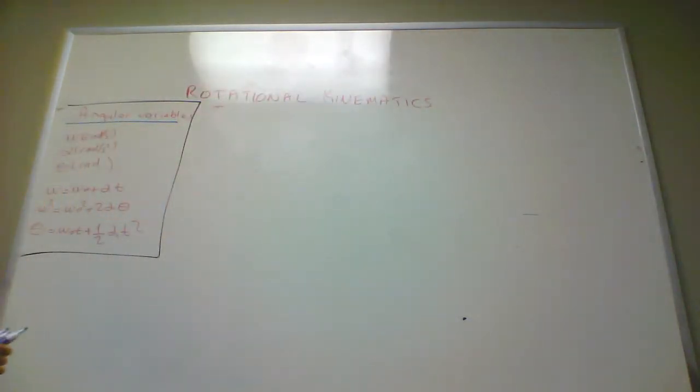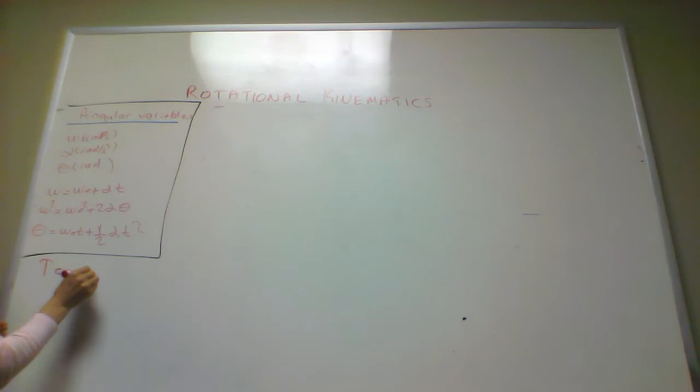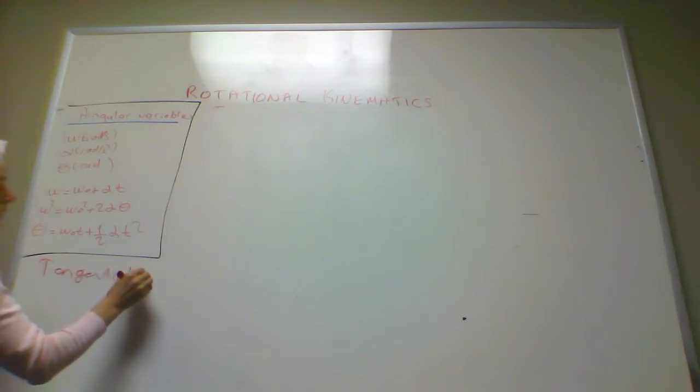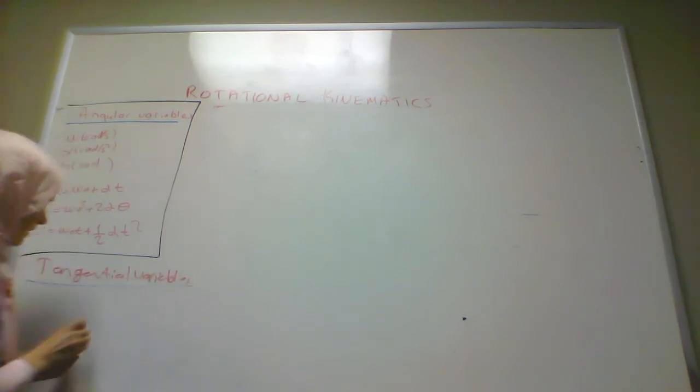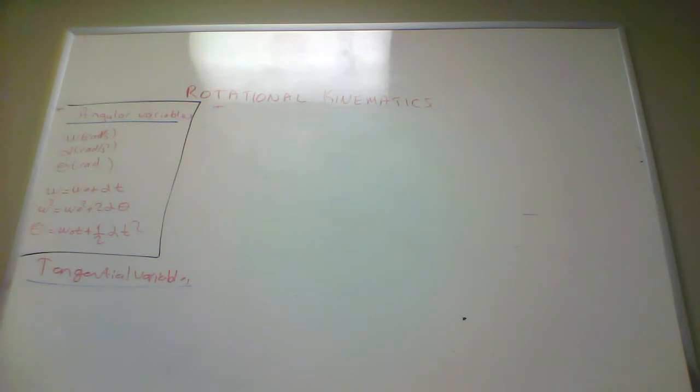Okay. Don't want to use my small board too much, so now we have tangential variables. And the most useful equations related to tangential variables: V tangential is equal to omega times R. We will quite often use that. A tangential is equal to alpha times R.